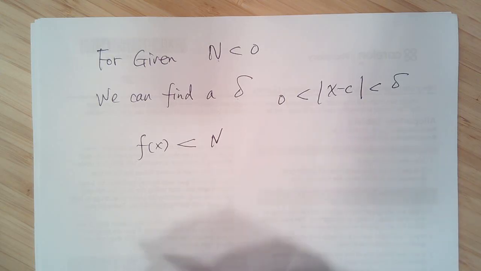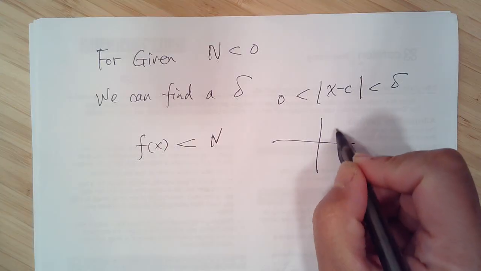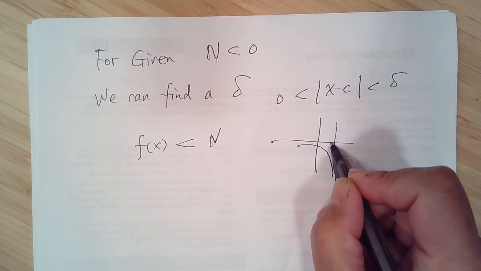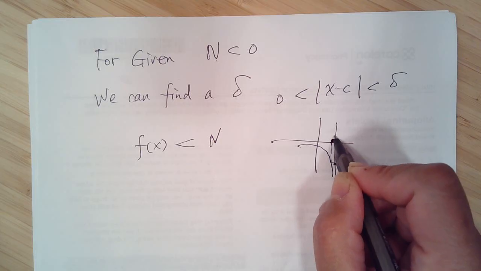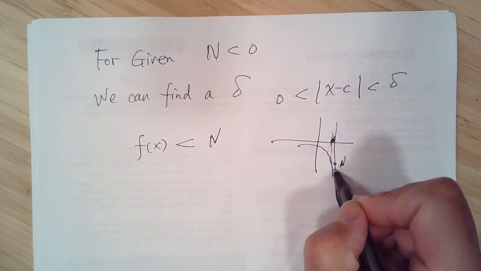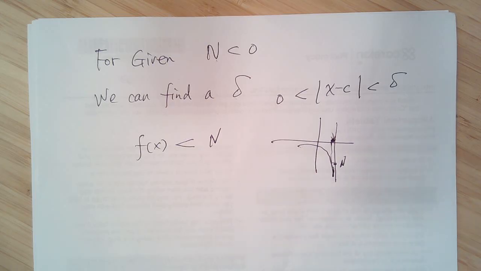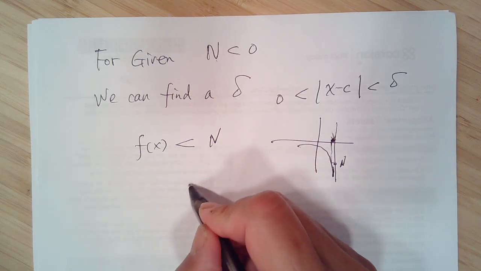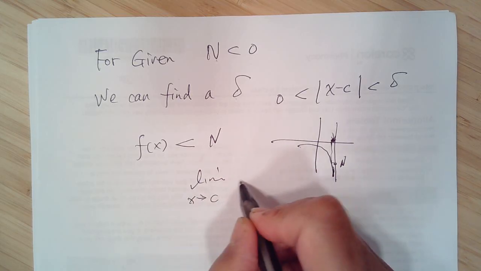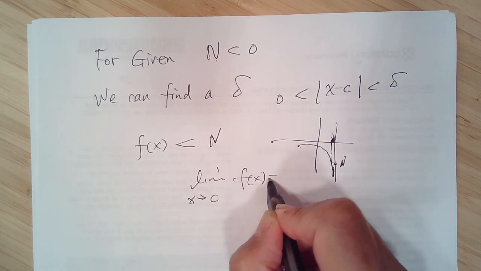No matter how low this number n is, we can always find an epsilon such that for any point in this little interval, its y value is less than n. That tells you that the limit as x approaches c of f of x is negative infinity.